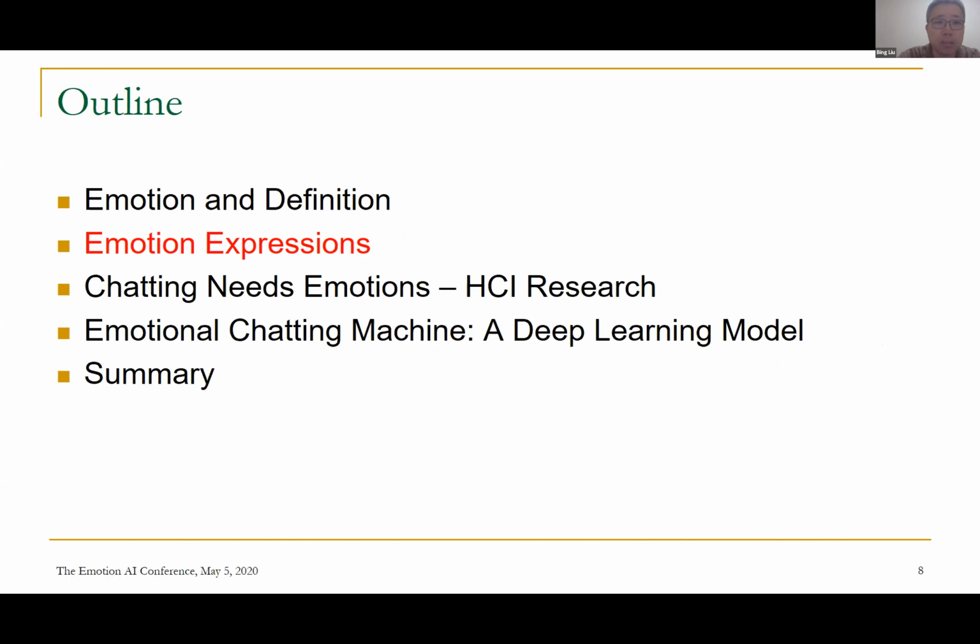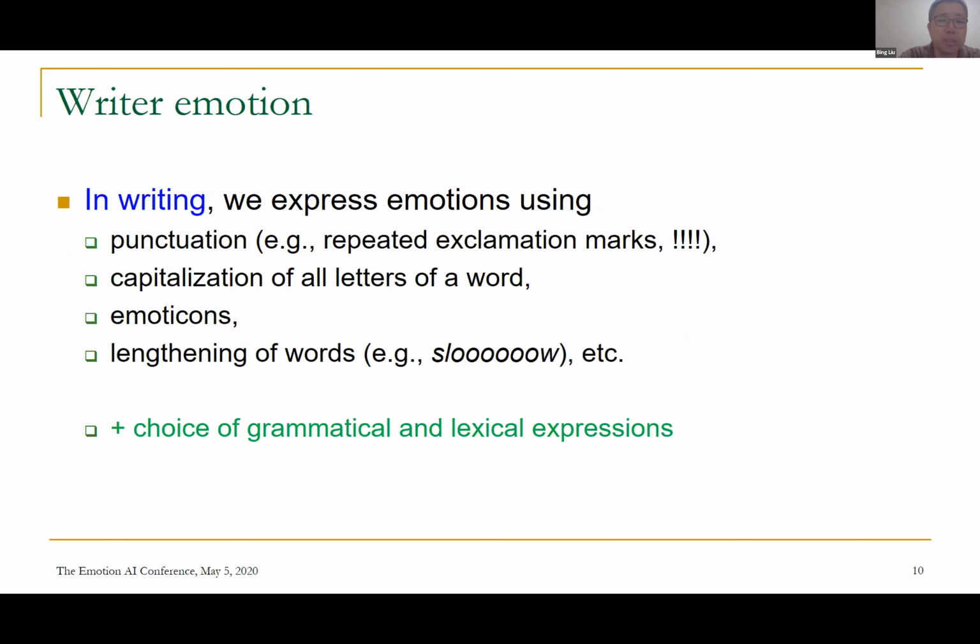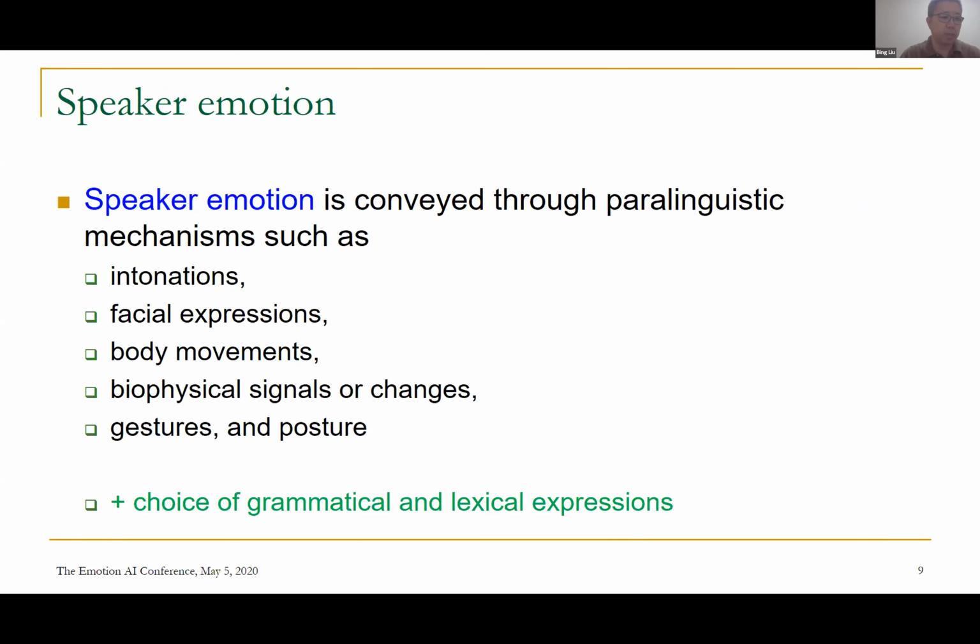There are lots of expressions we use, as human beings, to express our emotions. And we need to know this in order to detect or perceive the emotions in order to produce the responses. The first one is the speaker emotions. Speaker emotions consist of different ways the person speaks, right? Paralinguistic mechanisms such as intonations, facial expressions, body movement, and biophysical signals, for example, sweating and blood pressure going up, those kinds of things.